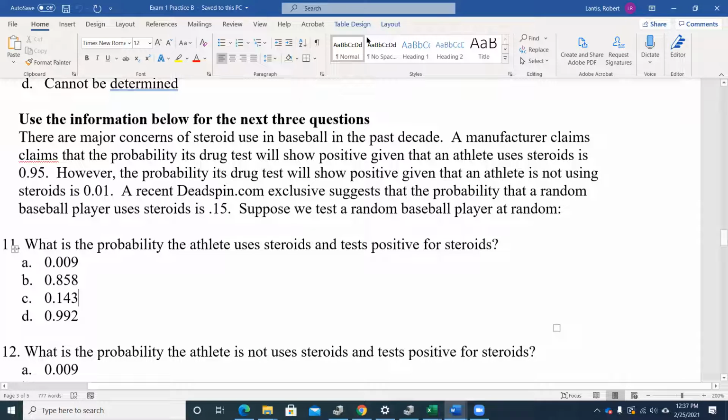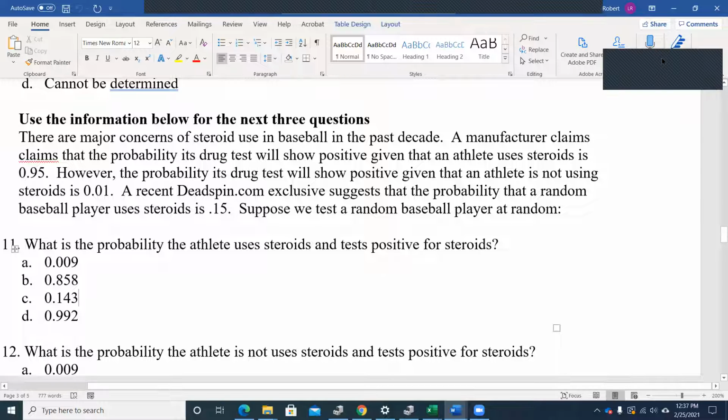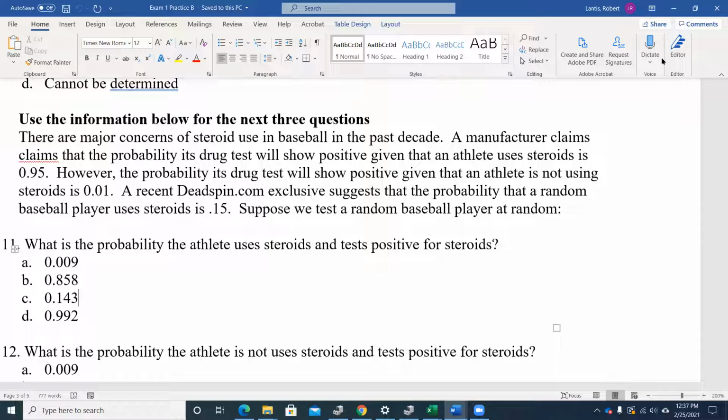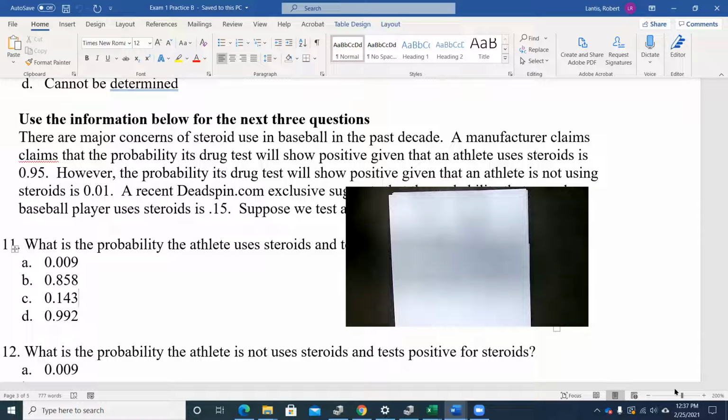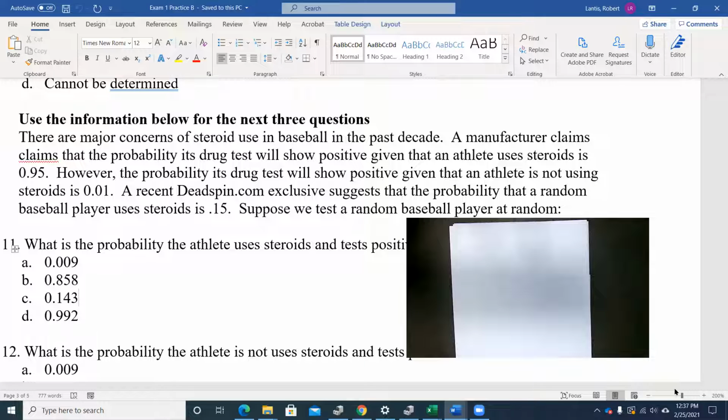I want to switch my video over. So this might take 1 second. There we go. I'll blow this up. I'll make this the whole screen in just a second, but the first thing we're told is the probability a drug test shows a positive result given that the athlete is using steroids is 0.95.